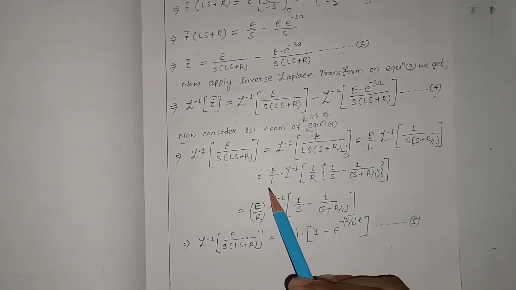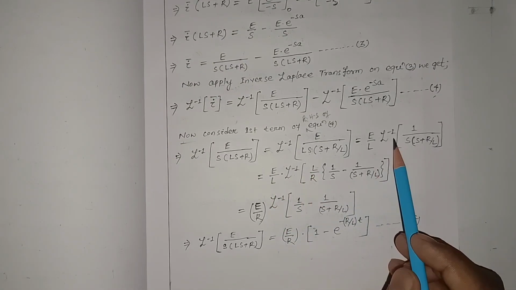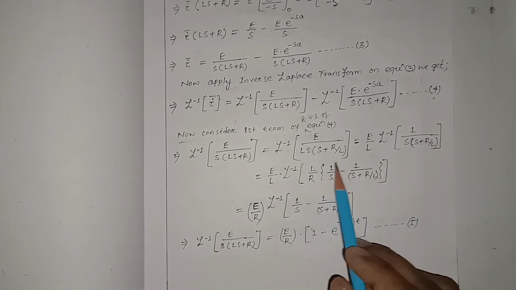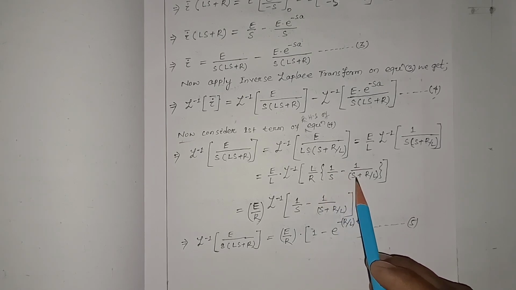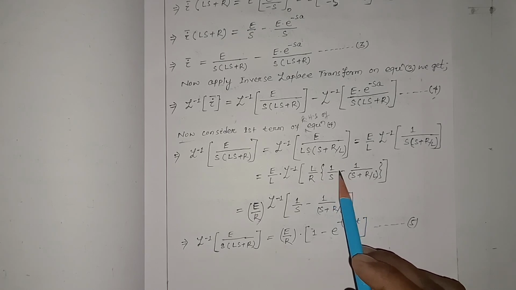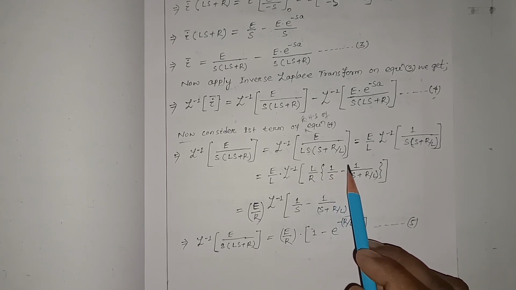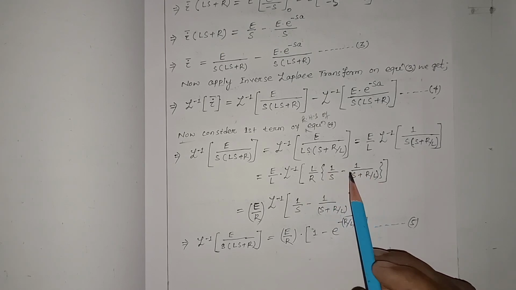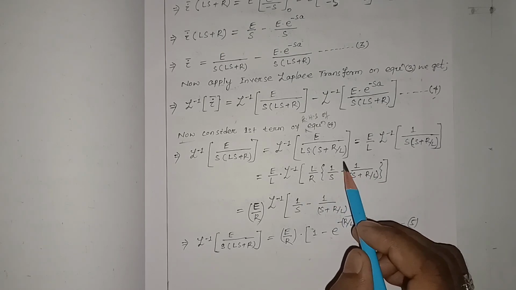Inverse Laplace transform of E by L here. See, this term is somewhat modified like this: L by R into 1 by S minus 1 by S plus R by L. You just add it. The numerator will be S plus R by L minus S. Minus S will cancel, then we can find R by L.